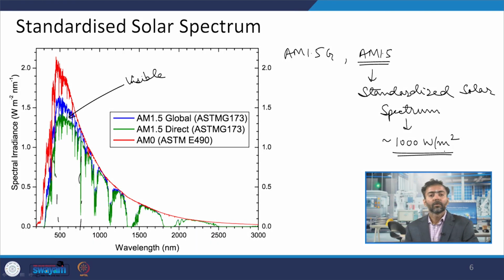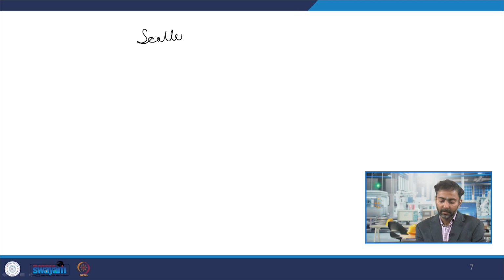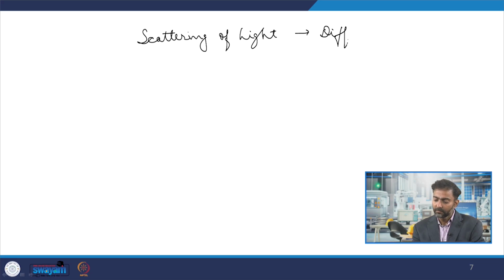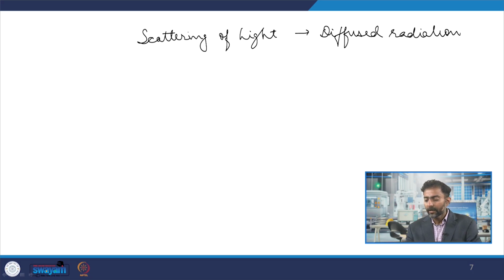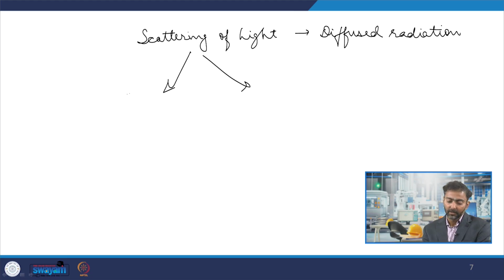Now, if we look at the phenomena through which diffused light is produced in the atmosphere, there are two major things which come into the picture. It is basically the scattering of light, which produces the diffused radiation. The diffused radiation is nothing but a direct outcome of scattering of light in the atmosphere, and there are two major processes through which this scattering happens.